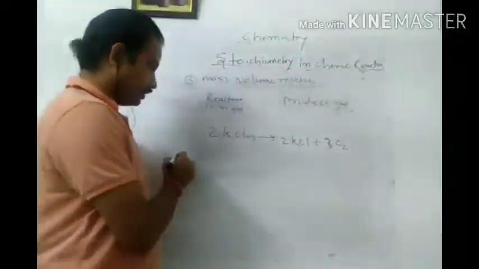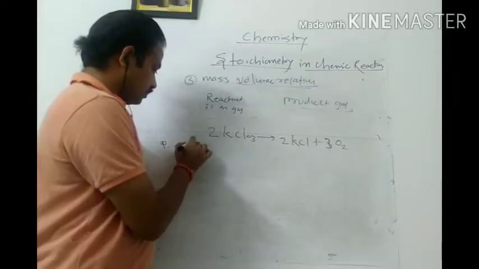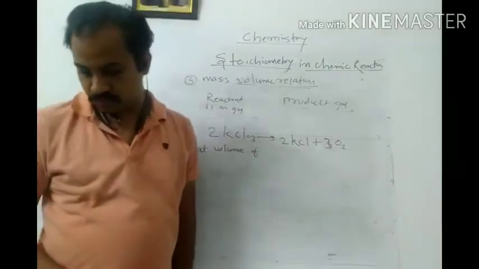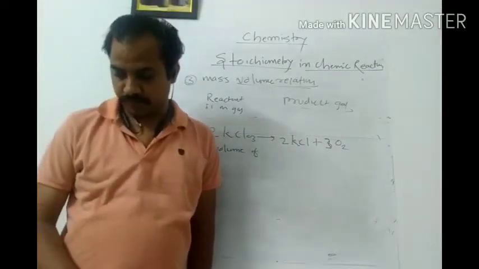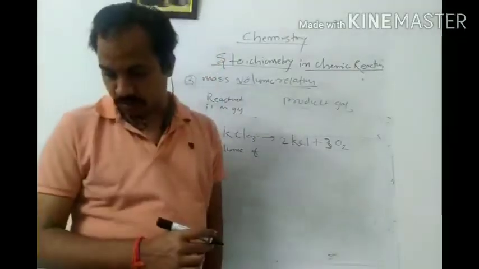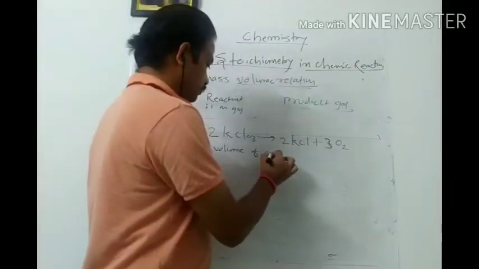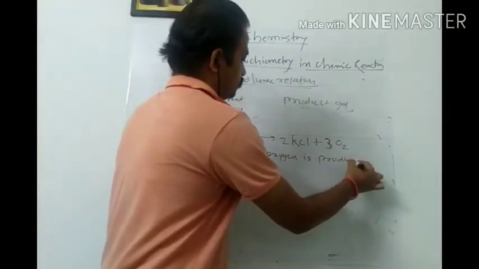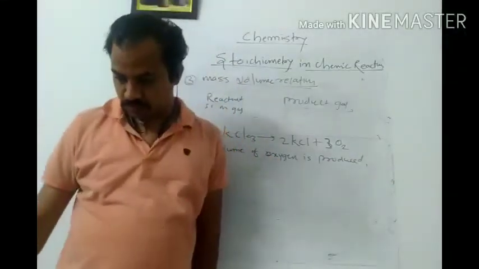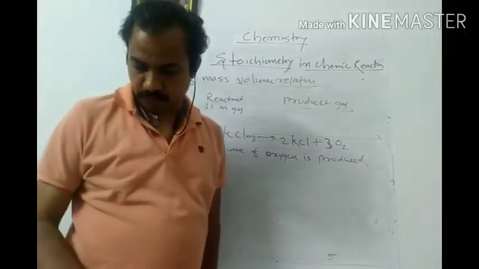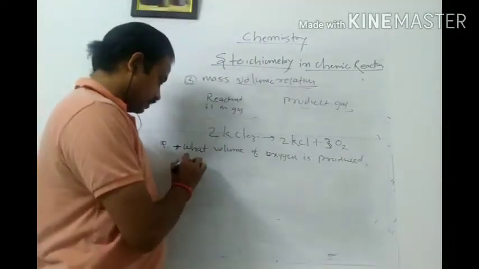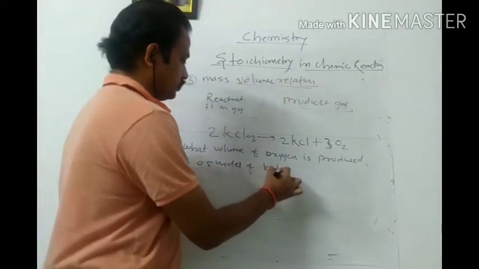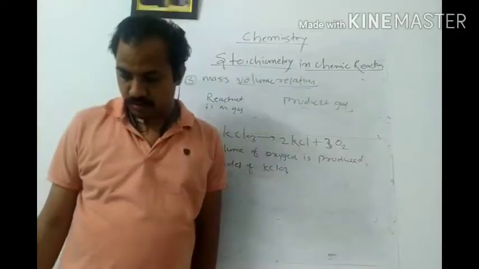In this example, the question is: what volume of oxygen is produced if 0.5 moles of KClO3 decomposes?